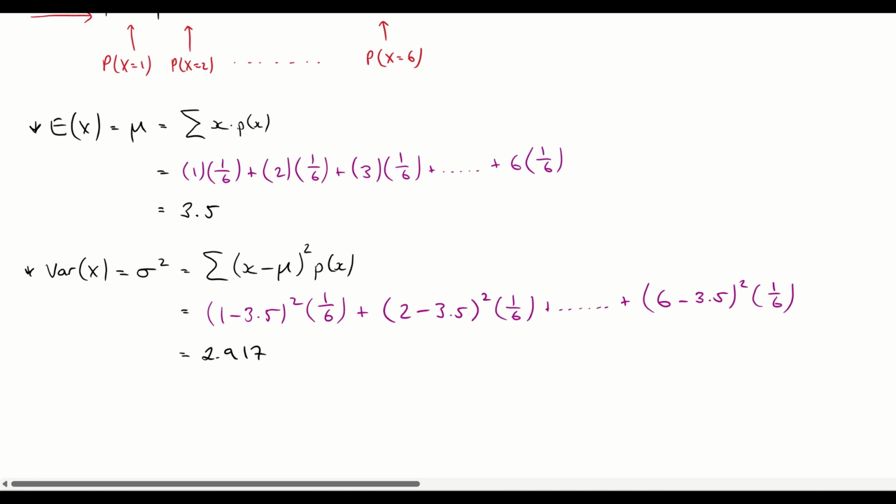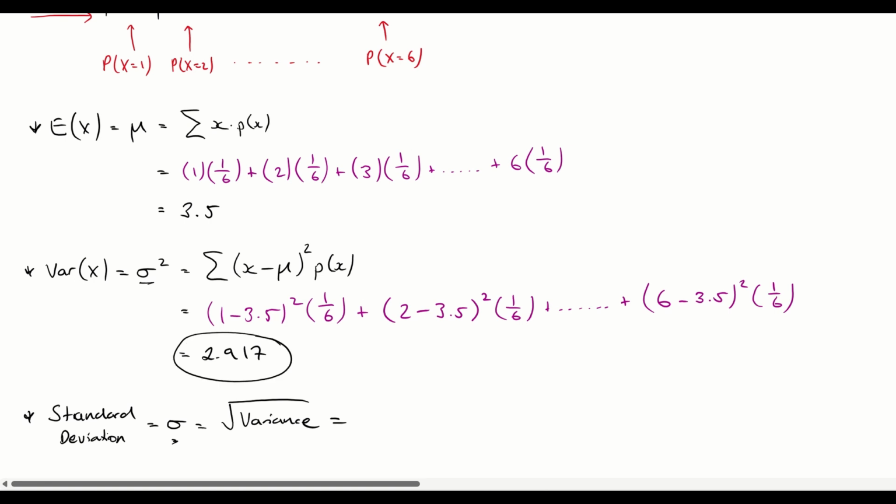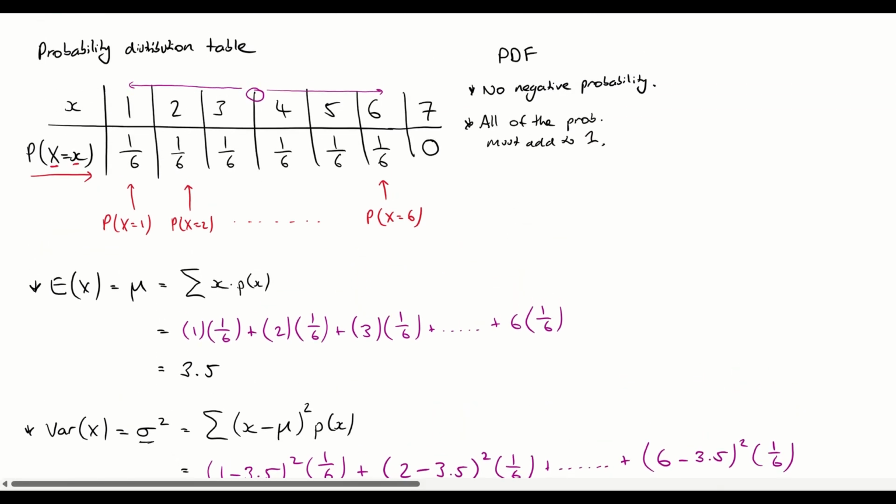Now, the variance is just a measure of the spread of the data. And a lot of the time, to measure the spread, we instead use what we call the standard deviation. And this is just given by little sigma, which means that if you compare sigma squared to little sigma, all we have to do to get the standard deviation is take the square root of the variance. So if you took the square root of 2.917, you would get 1.7079. And that's how we can calculate the expected value, the variance, and the standard deviation of our discrete random variable based off of our probability distribution table.